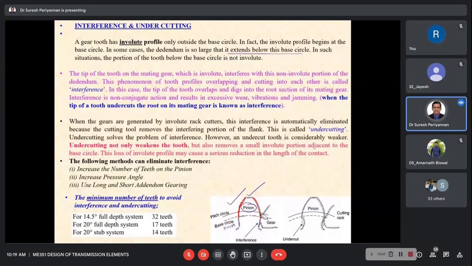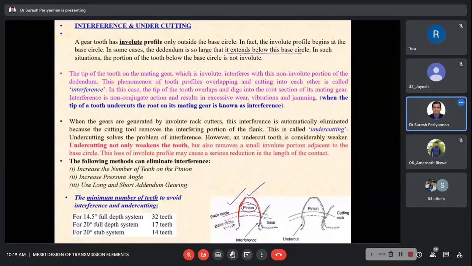It is going to be disturbing, because this is the non-involute portion. It will be cutting. That's what we are saying. The tip of the tooth on the mating gear, this is the mating gear tooth, which is involute, is now considered as involute.